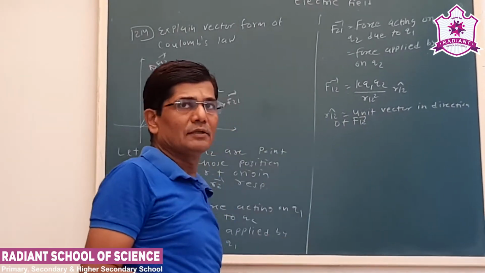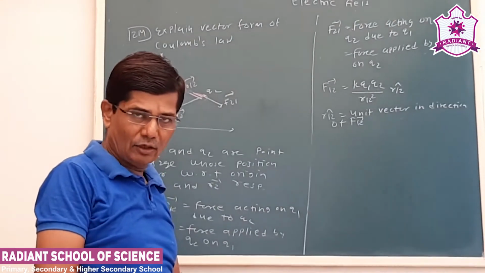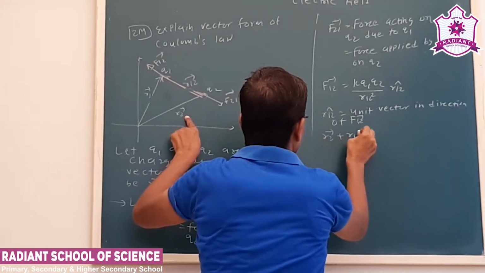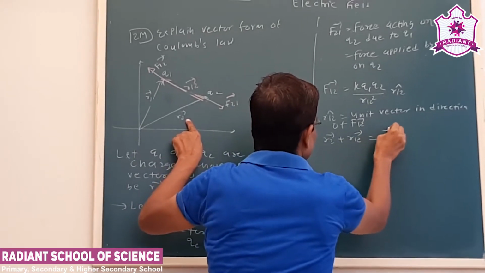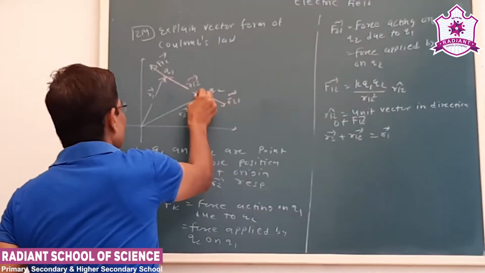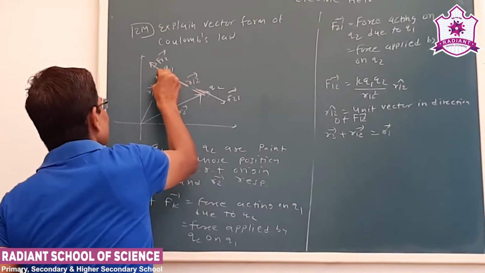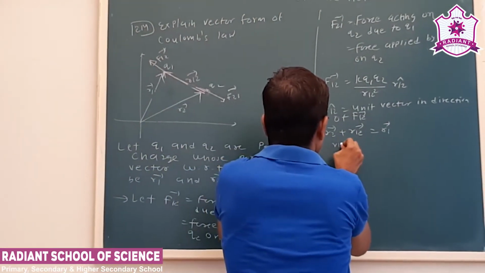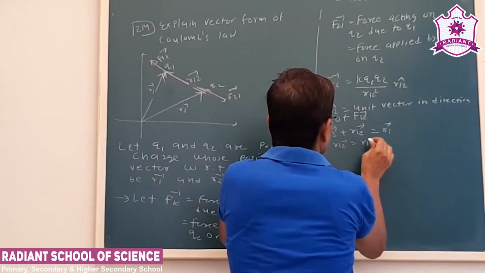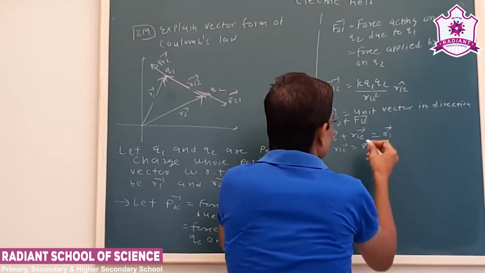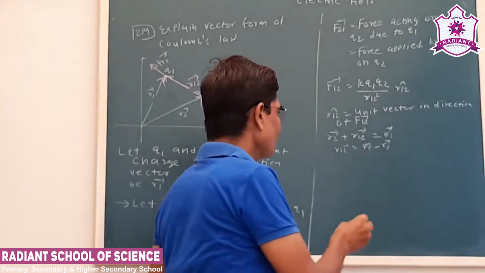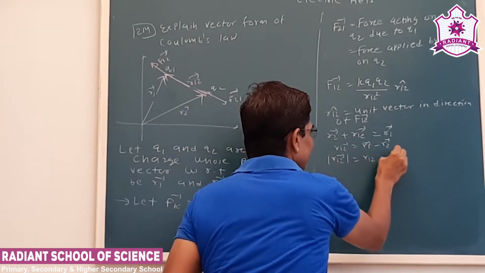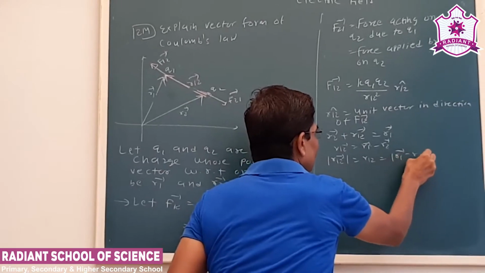We can take the help of the triangle law: on the head of R2, the tail of R12 is kept, and the closing third side is R1. So we can write R12 is R1 minus R2. This is the vector form, and this will be the magnitude, which we can write as the magnitude of R1 minus R2.